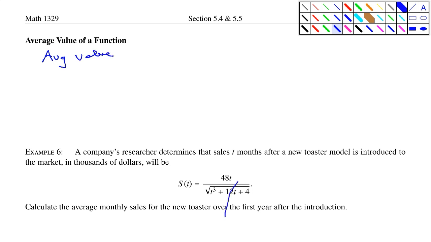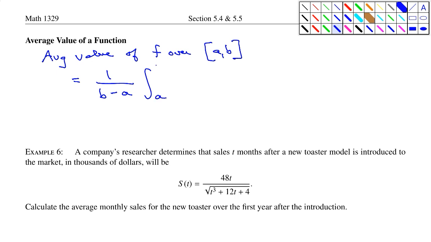The average value of f over the closed interval from a to b is equal to 1 over b minus a times the integral from a to b of f of x dx.